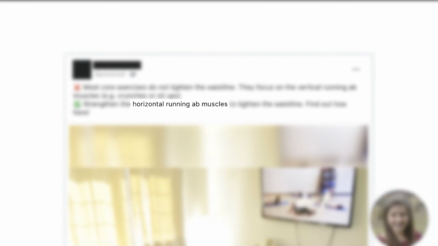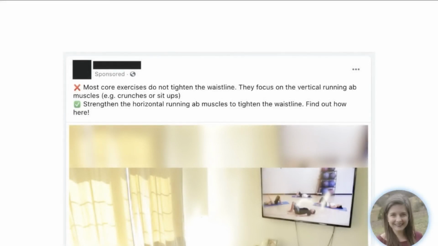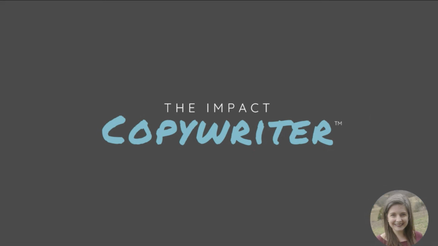For example, instead of saying horizontal running ab muscles, could you say something like your corset muscles? People know what a corset looks like, or at least women know what a corset looks like. They know what it's intended to do. So corset is a more approachable visual in terms of words than horizontal running ab muscles. So our corset ab muscles or corset muscles. And that's a visual that they use in the video. So it makes a lot of sense to have more approachable language, more visual language that's going to be relatable to the ideal buyer.